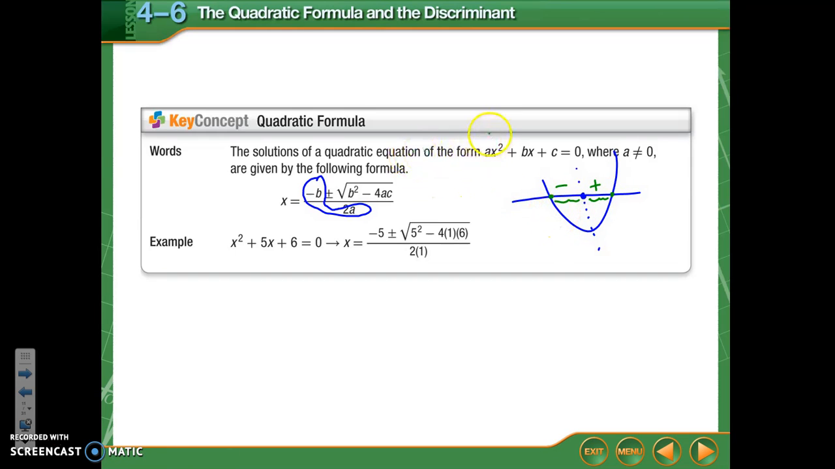Remember that a comes from the coefficient of x squared, b comes from the coefficient of x, and c is the constant. So if I'm plugging into my quadratic formula, in this example, a is 1, b is 5, and c is 6, and it shows you here how to plug in. I have negative 5 here because this is the opposite of b. Then underneath the square root, I have b squared minus 4 times a times c all over 2 times a.